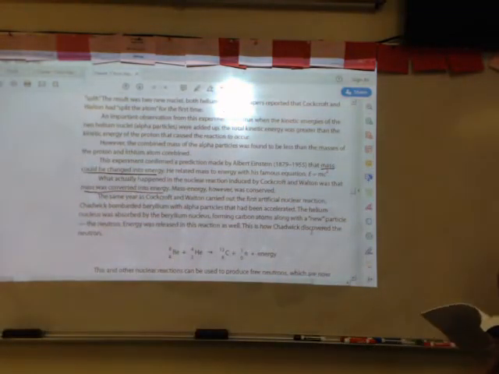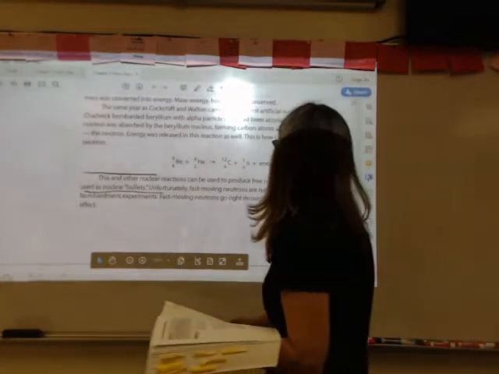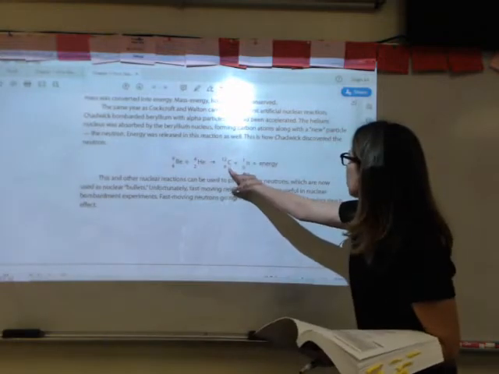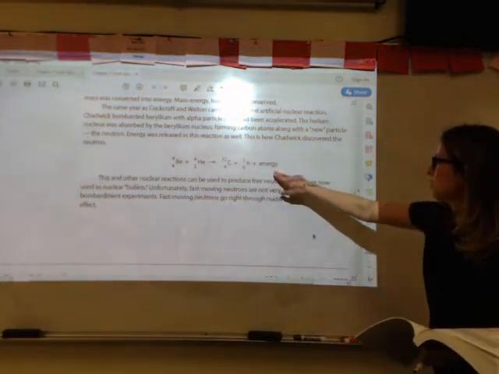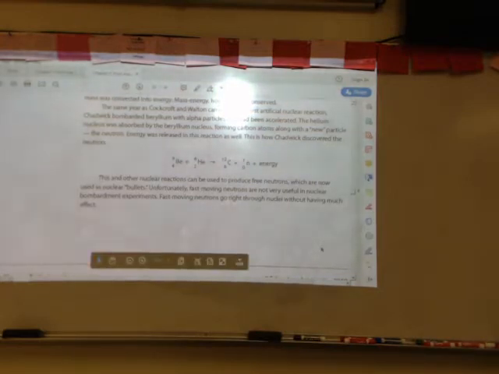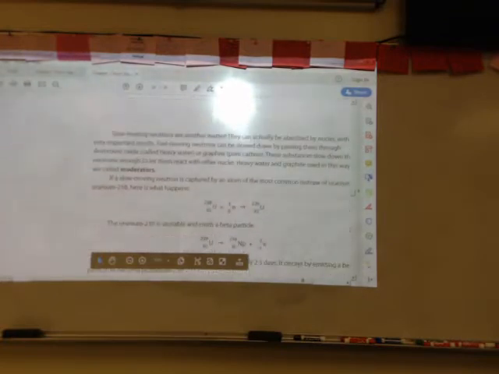And in the same year as Cockcroft and Walton carried out the first artificial nuclear reaction, Chadwick bombarded beryllium with alpha particles that had been accelerated. The helium nucleus was absorbed by the beryllium nucleus, and he formed carbon atoms and a new particle, the neutron. Energy was also released in this reaction. This was how Chadwick actually discovered the neutron. This and other nuclear reactions can be used to produce free neutrons, which are now used as nuclear bullets. Fast-moving neutrons go right through the nucleus without having much effect.